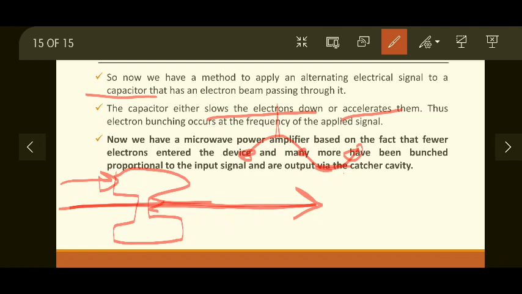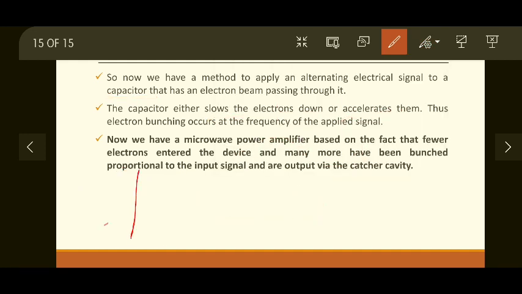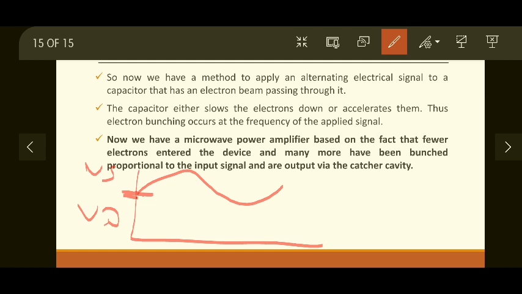Now the actual waveform will be like this one. So this is my DC voltage. Our applied voltage at the Buncher cavity will be like this one. This is a DC voltage V0 plus this is Vs, the applied microwave signal, and because of that we will see different modulation, acceleration and deceleration, or reducing of the velocity.